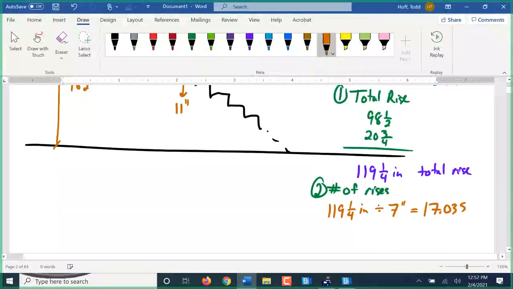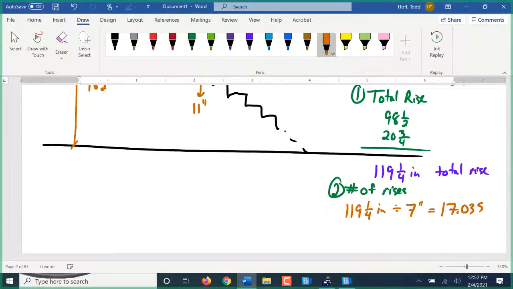Now, I would be tempted, if I was building this for myself, to round that down to 17. Remember, if we round this number down, we get a riser that's going to be slightly larger than 7 inches. Well, that's so close to being 17 that it's going to be like 7 1/16 inch. I'd be okay with that. But remember, as a rule of thumb, we're going to round it up so that we stay below 7 inches. So we're going to have 18 rises.